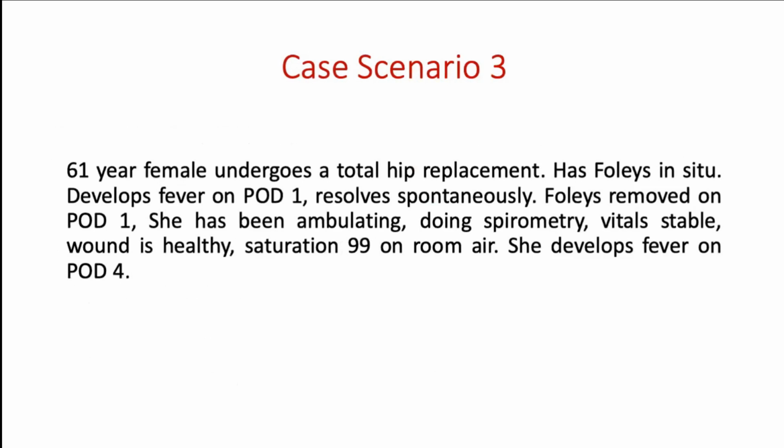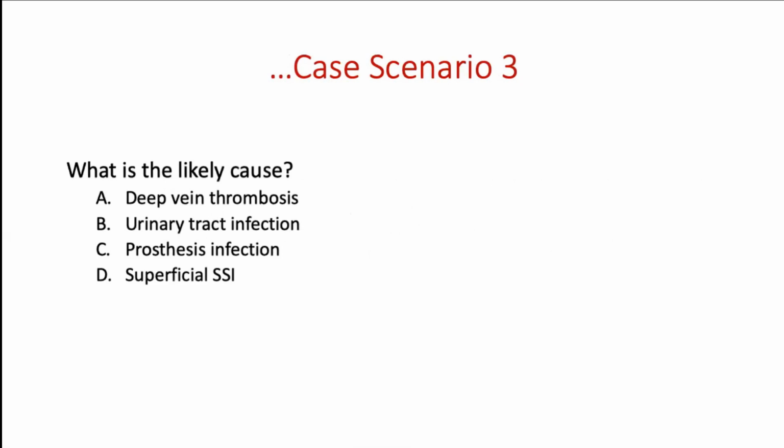The case scenario 3, this is the last case scenario. A 61-year-old female undergoes a total hip replacement, has Foley's in situ, and develops fever on POD1 that resolves spontaneously. Foley's removed on POD1. She has been ambulating, doing spirometry, vitals are stable, and the wound is healthy. The saturation is 99% on room air. She develops fever on POD4. So what is the likely cause of fever on POD4? Is it deep vein thrombosis, UTI, prosthesis infection, or superficial surgical site infection?